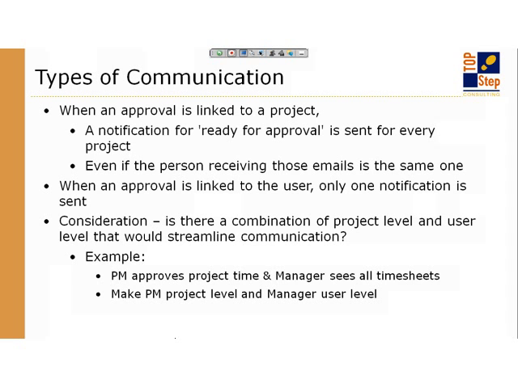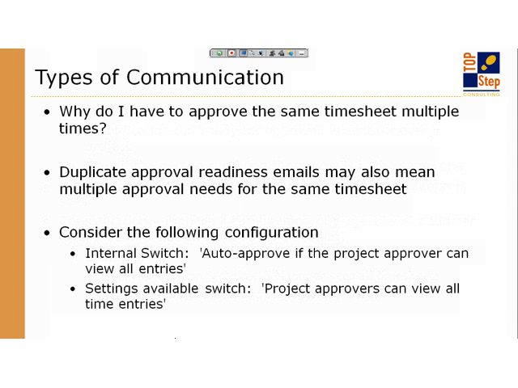So here's another example I get, and this doesn't happen as often as it used to because a lot of standard configurations now have this approach. And the question is, why do I have to approve the same exact timesheet multiple times? I get 3 emails because I'm managing 3 projects, and I open up the timesheet, and I approve it once, and it comes right back and asks me to approve it again. So I approve it again, and it comes right back, and I have to approve it again. Why do I need to approve it 3 times?